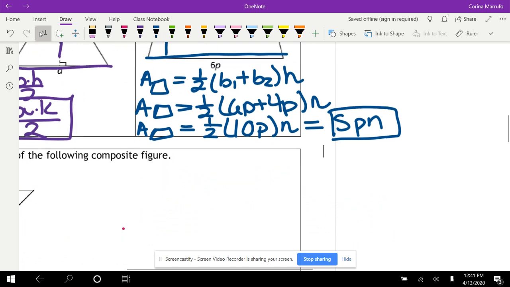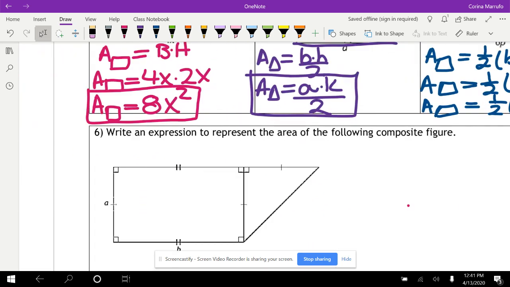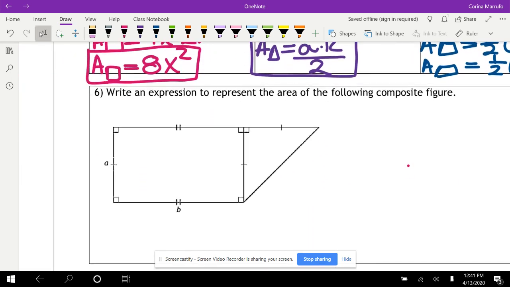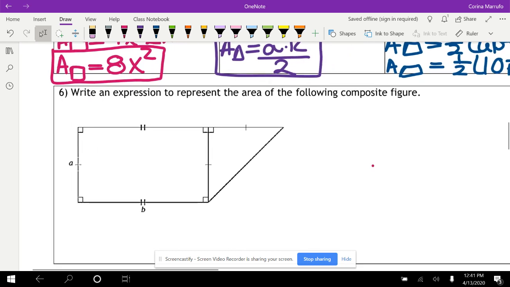Okay, now the last section. So now we're going to write an expression to represent the area of the following composite figures. So this is a composite figure. It is made up of two shapes. Our first shape here is this rectangle.